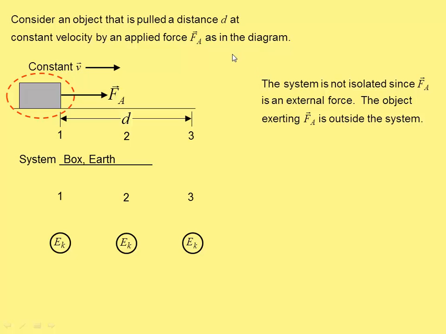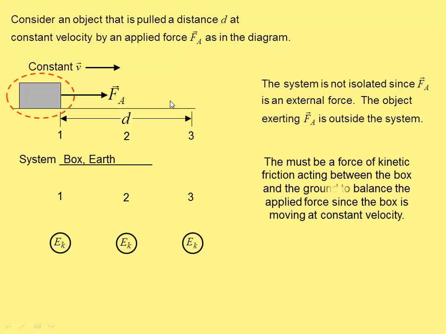Now, I didn't say whether there was or not in the problem, but think about the forces. I'm not going to bother to draw the force diagram here. Hopefully you can think through it. If there wasn't any friction, this applied force would be unbalanced, and it would make the box accelerate. But the box isn't accelerating. It's moving at a constant velocity, and therefore the forces must be balanced, and therefore there must be a force of kinetic friction. Think through that again. There has to be kinetic friction acting between the box and the ground in order to put the forces in balance so that there's 0 net force, 0 acceleration, constant velocity.